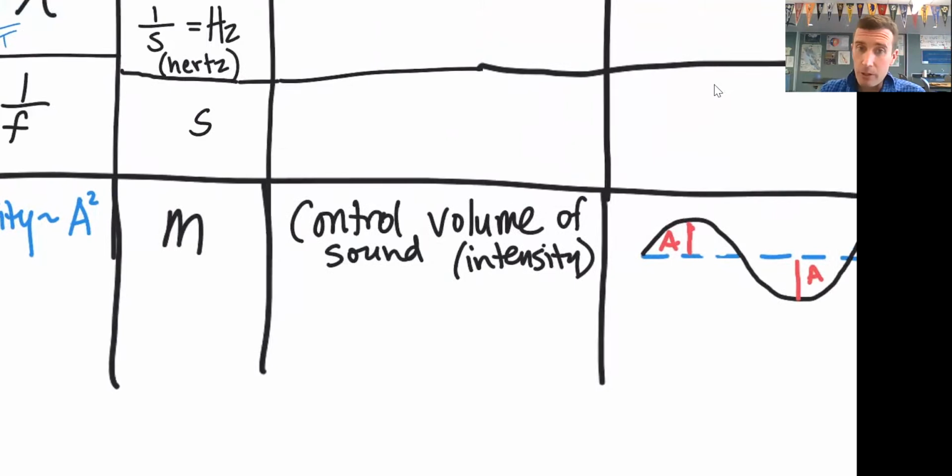And amplitude would control the volume of sound. So wavelength and frequency control the pitch, like high, low, and amplitude controls the volume of the sound, like loud, soft, quiet, loud, quiet. There you go, same tone, but different volumes.